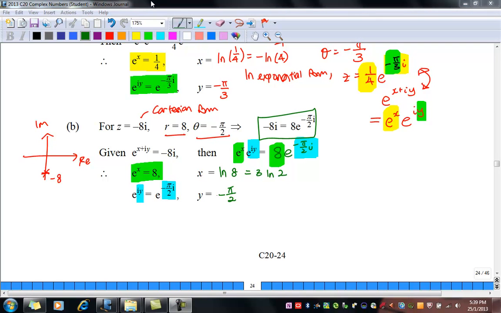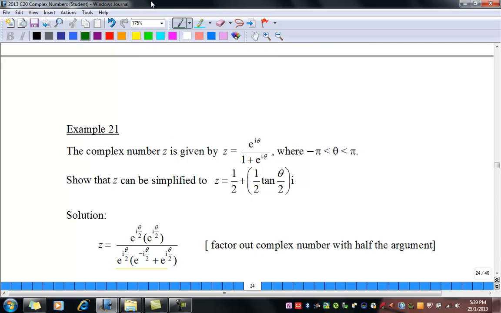Finally, we are going to look at example 21 for one last case of how the exponential form can be useful in the chapter on complex numbers. In example 21, the complex number z is given to us in this form. It is 1 over 1 plus e to the power of i theta. And what I want to do is to simplify into this form, which says that z equals half plus half tangent theta over 2i. Well, I need to find that in the end, there would be a half angle over here.